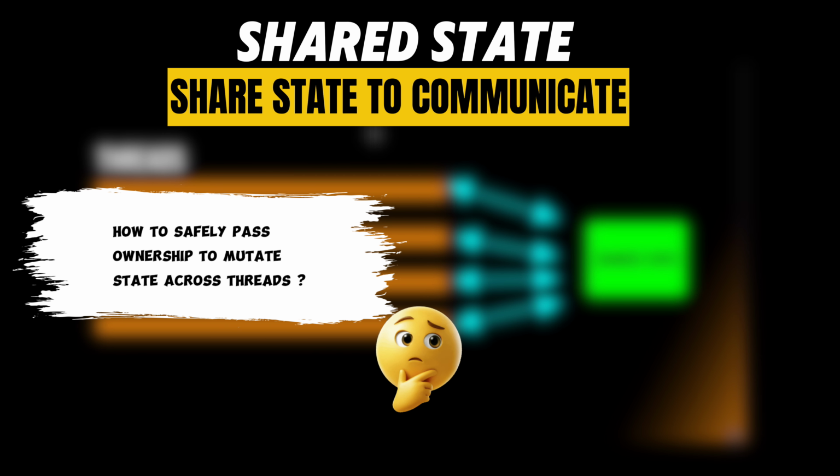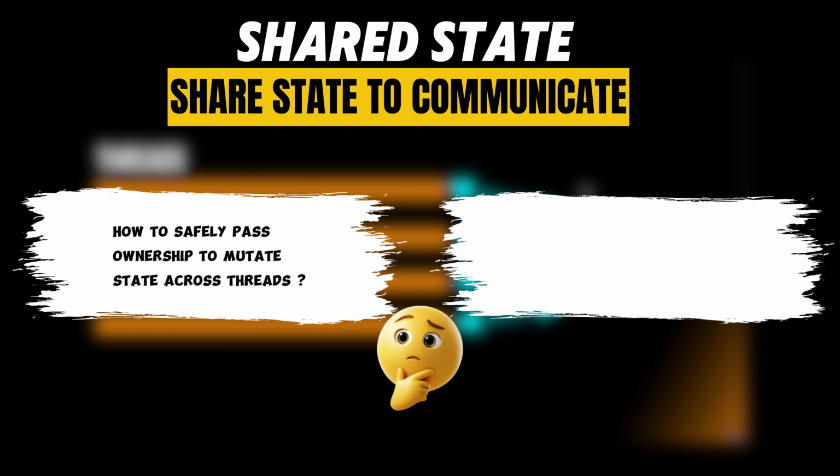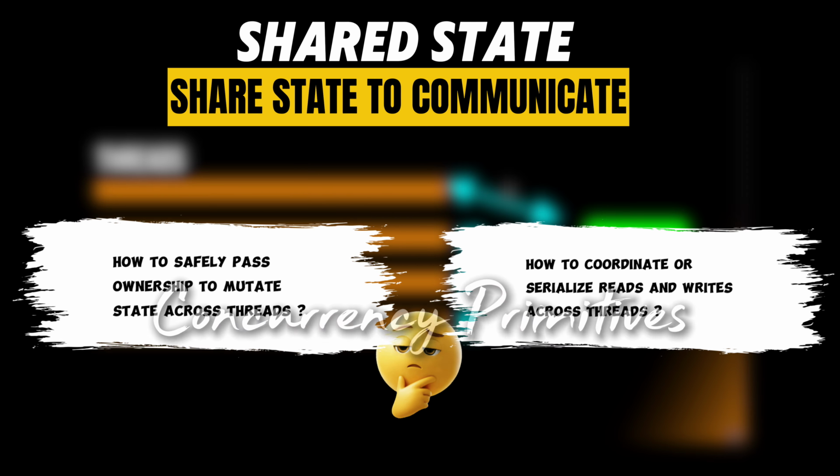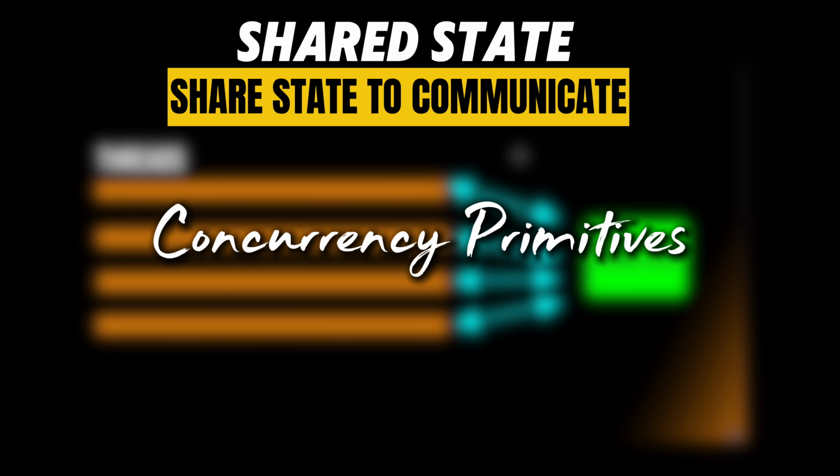So how do we pass ownership? That is the first challenge. And the second challenge is, how do we dictate the terms of interaction with the state? What I mean by terms of interaction is, at what frequency is the data going to be read or written by these threads? So how does Rust allow you to tackle these two challenges? Rust offers something called concurrency primitives that allow you to overcome these two challenges.